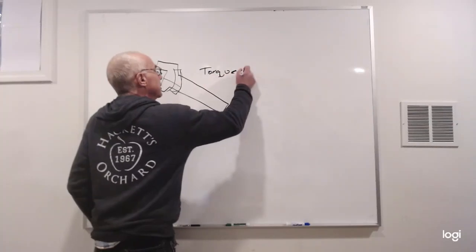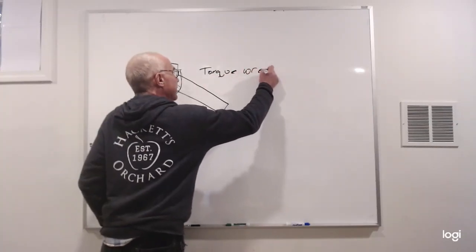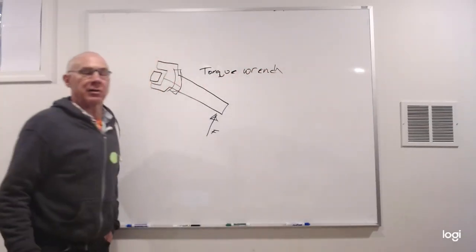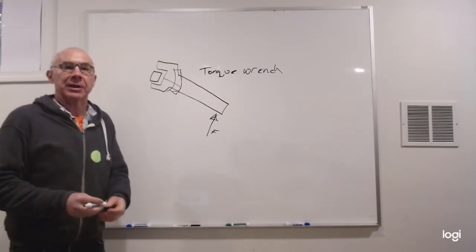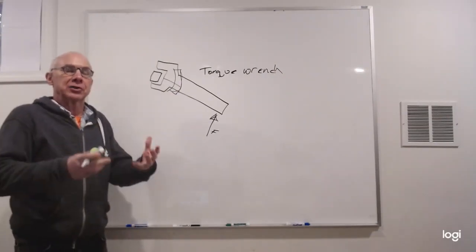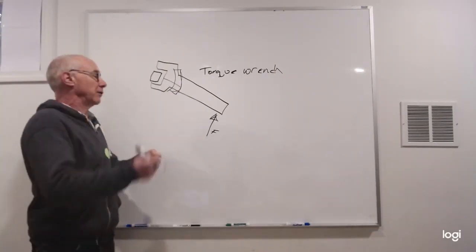So this is called a torque wrench, and torque essentially encapsulates what a moment is. It's the measurement of that rotational force.